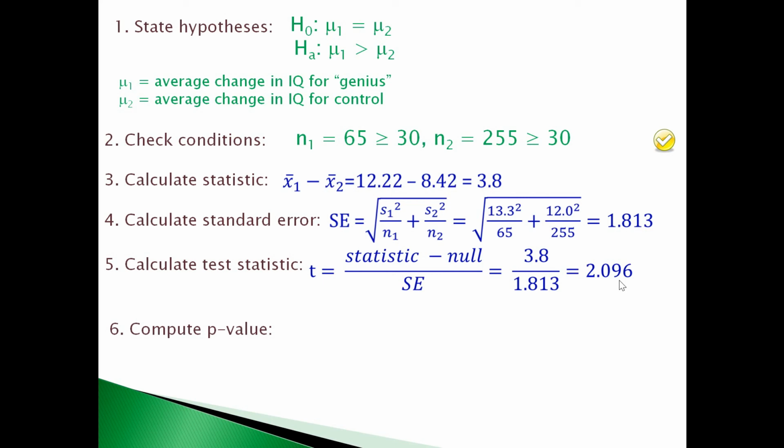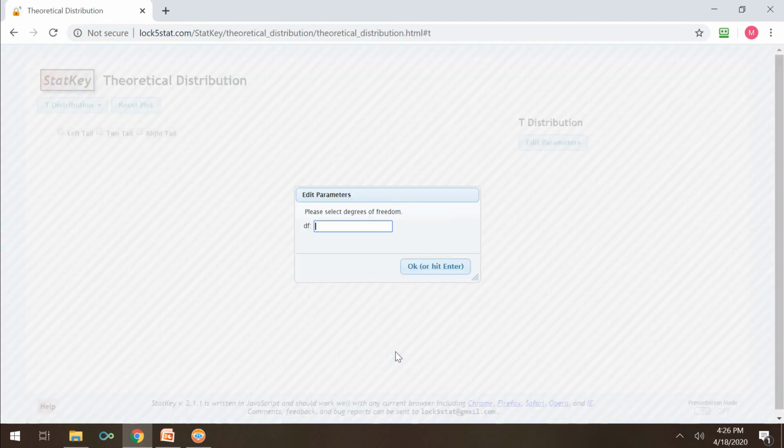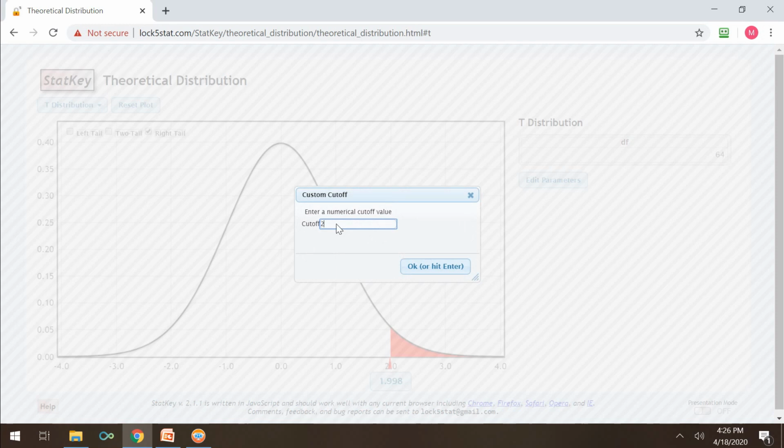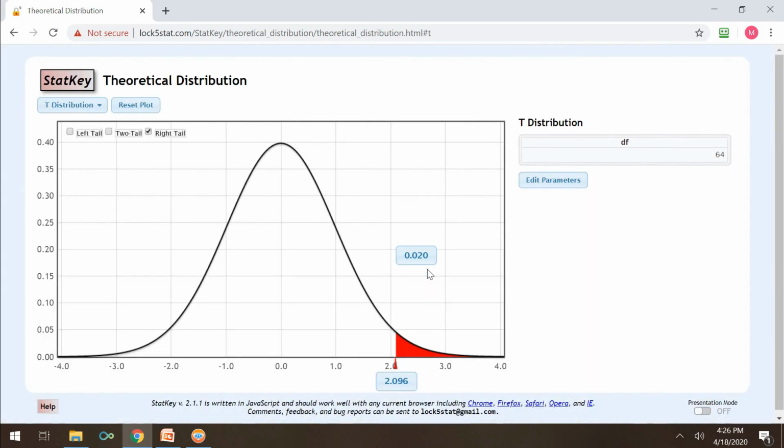Once you have the T value, then you'll go and find the p-value using StatKey. Keep in mind we will be using the smaller degree of freedom. So in this case, our degree of freedom will be 64. And this is a right tail test. So let's do this. You'll go on T, degree of freedom 64, right tail test, and you will go beyond the T value. The p-value from the graph will be 0.02.